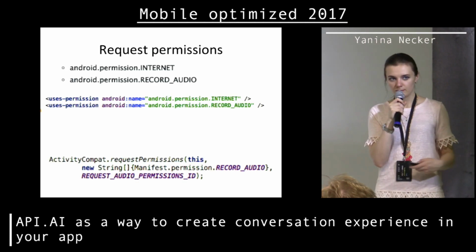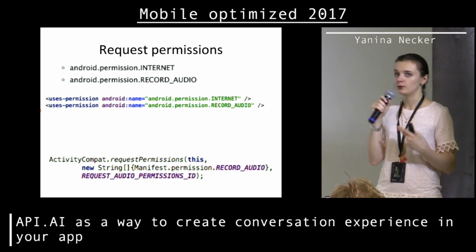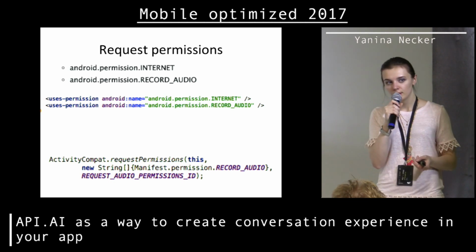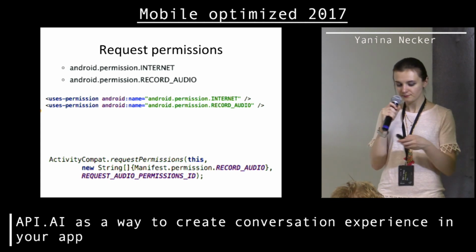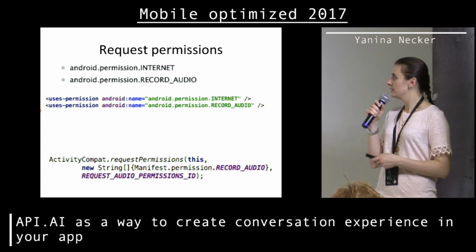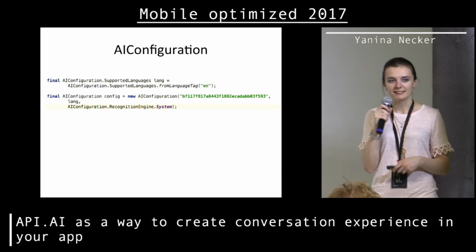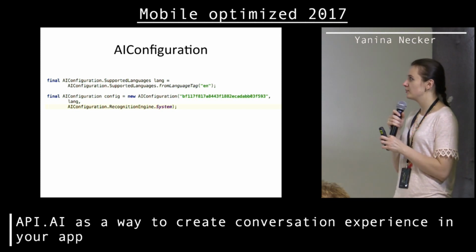Then you need to request permission. There are only two permissions that are required for using API.AI. Those are internet and record audio. In order to record audio, you need to request this permission. Internet permission can be provided just in the manifest. That's it. Now you need to provide the AI configuration.